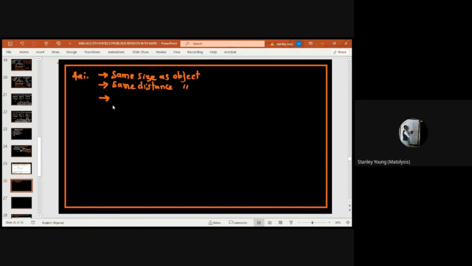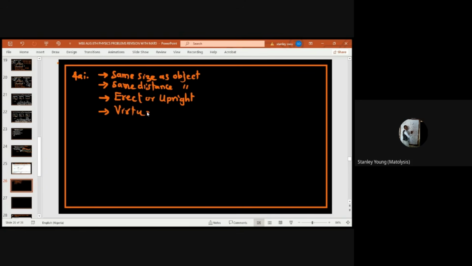Okay, let's talk about the orientation. You're standing upright, your image is also standing upright. So the image is what? Erect, or upright. Then let's talk about the nature. The image is going to be virtual.